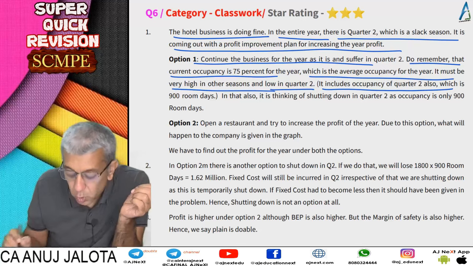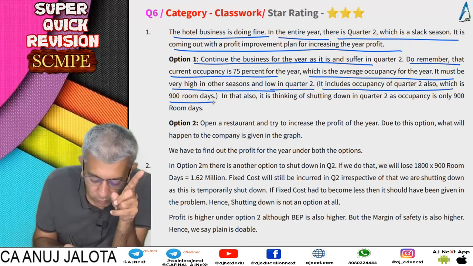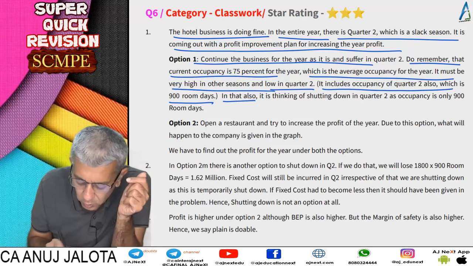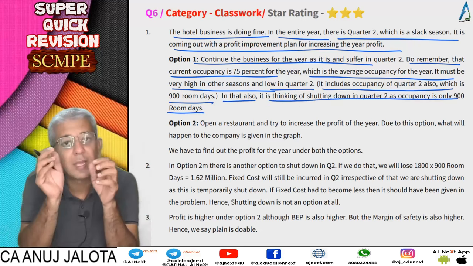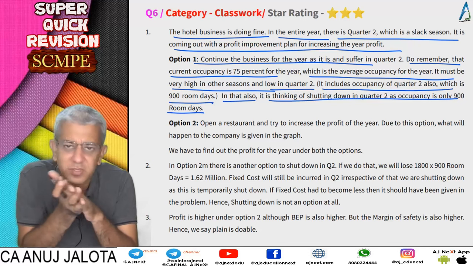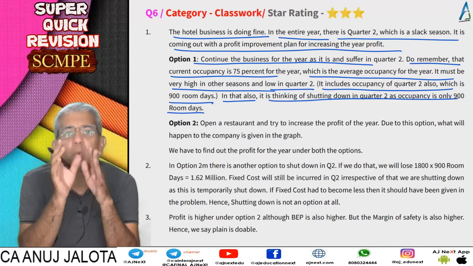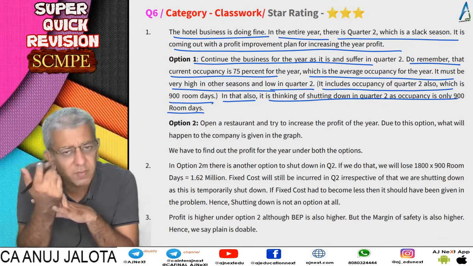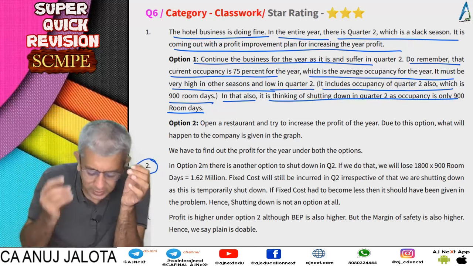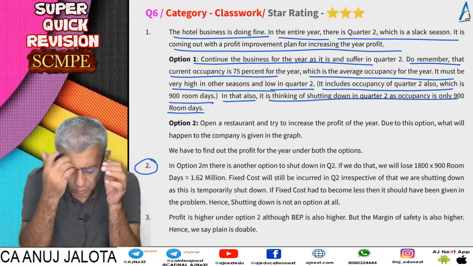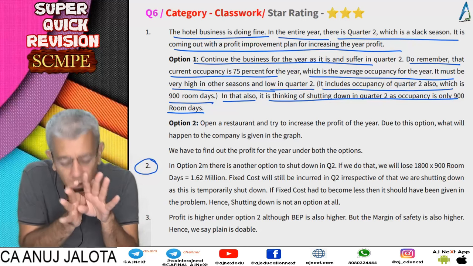It also includes occupancy of quarter two, which I told you is 900 room days. In that also, it is thinking of shutting down in quarter two as occupancy is only 900 room days. So currently, we have some particular profit, but our quarter two doesn't do well. So therefore, these guys are thinking we'll shut down in quarter two. But over here, you will understand that it will not be a very good option.